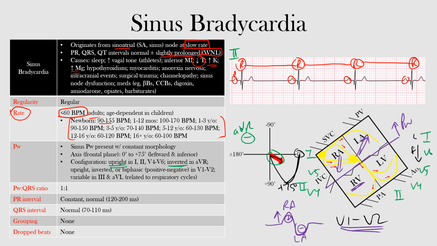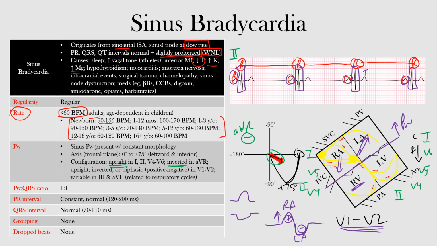Now we can also see upright P waves in lead V1 or V2, or inverted P waves in V1 or V2. They're variable in leads 3 and aVL because of the respiratory cycles. Now in terms of the P wave to QRS ratio, we will see a 1-to-1 ratio. For every P wave, we have a QRS complex. One P wave, one QRS complex. Remember, this is our T wave.